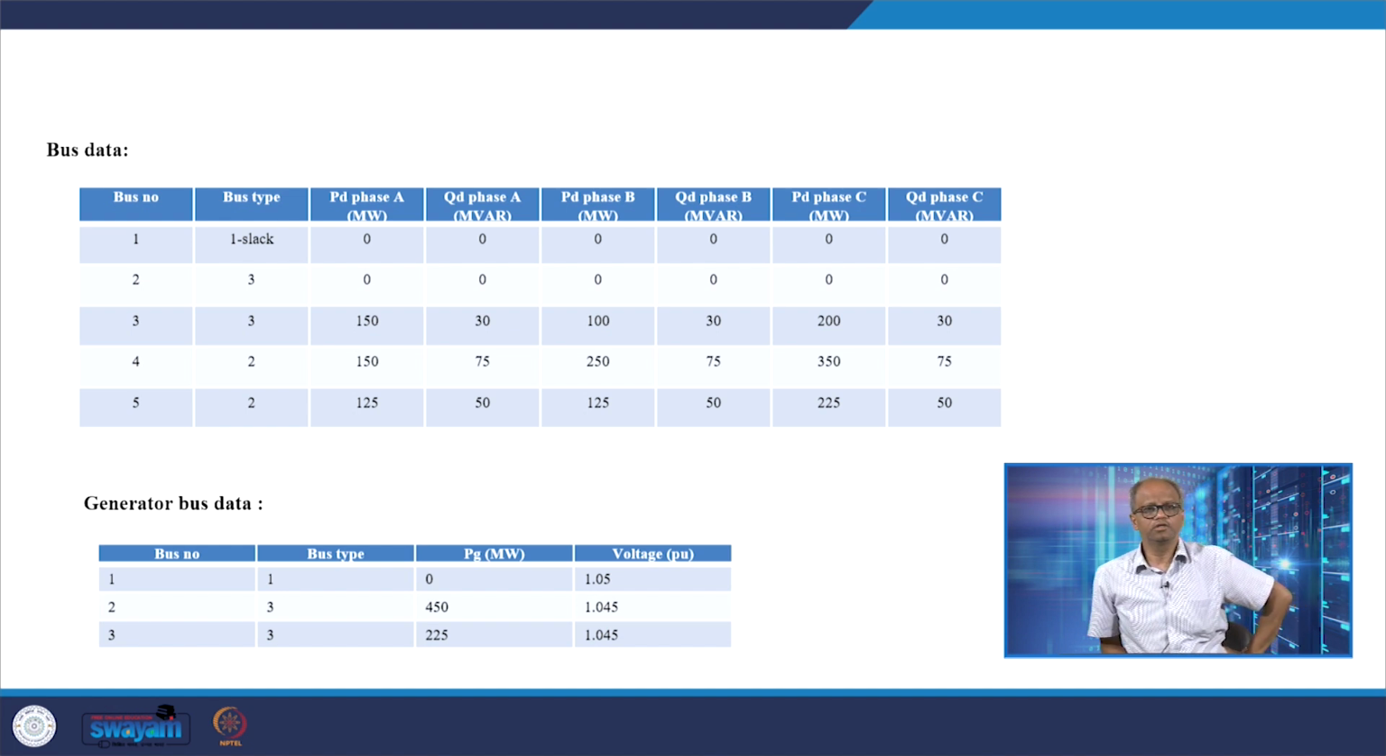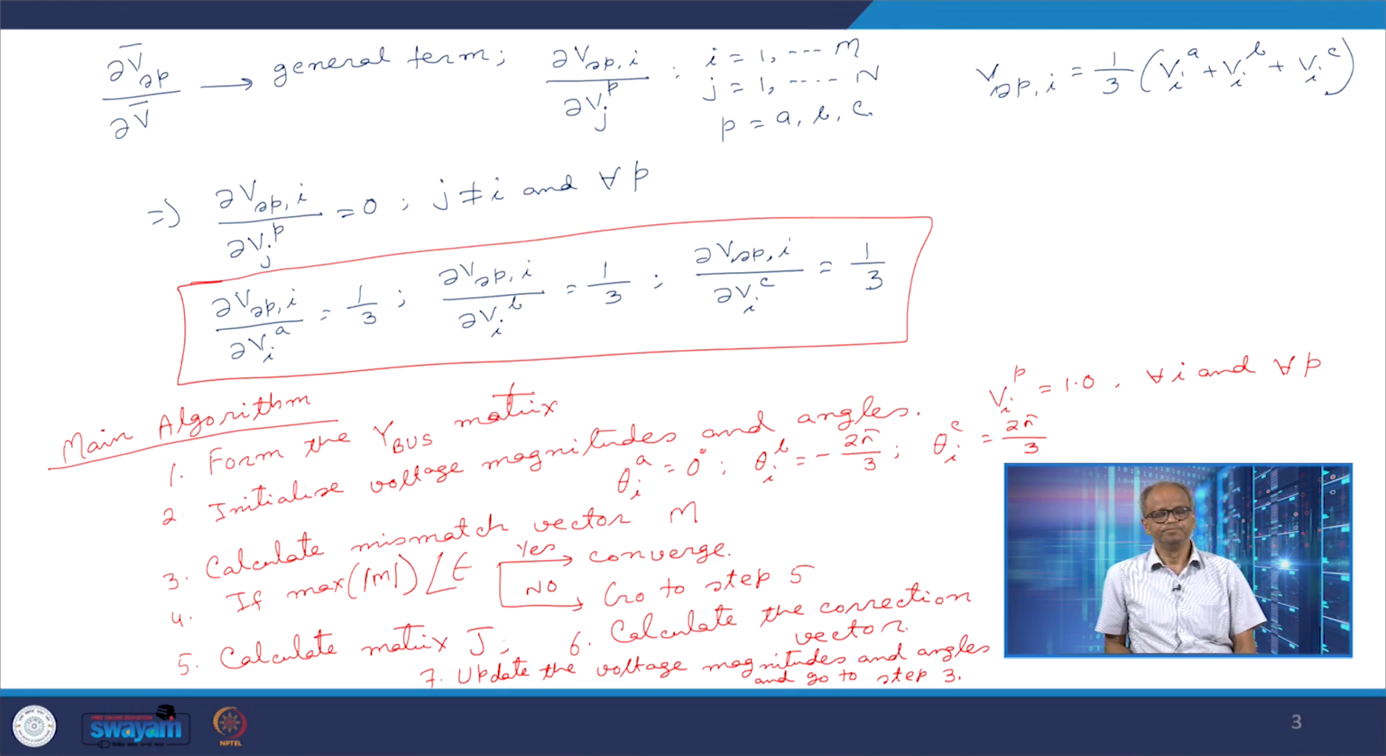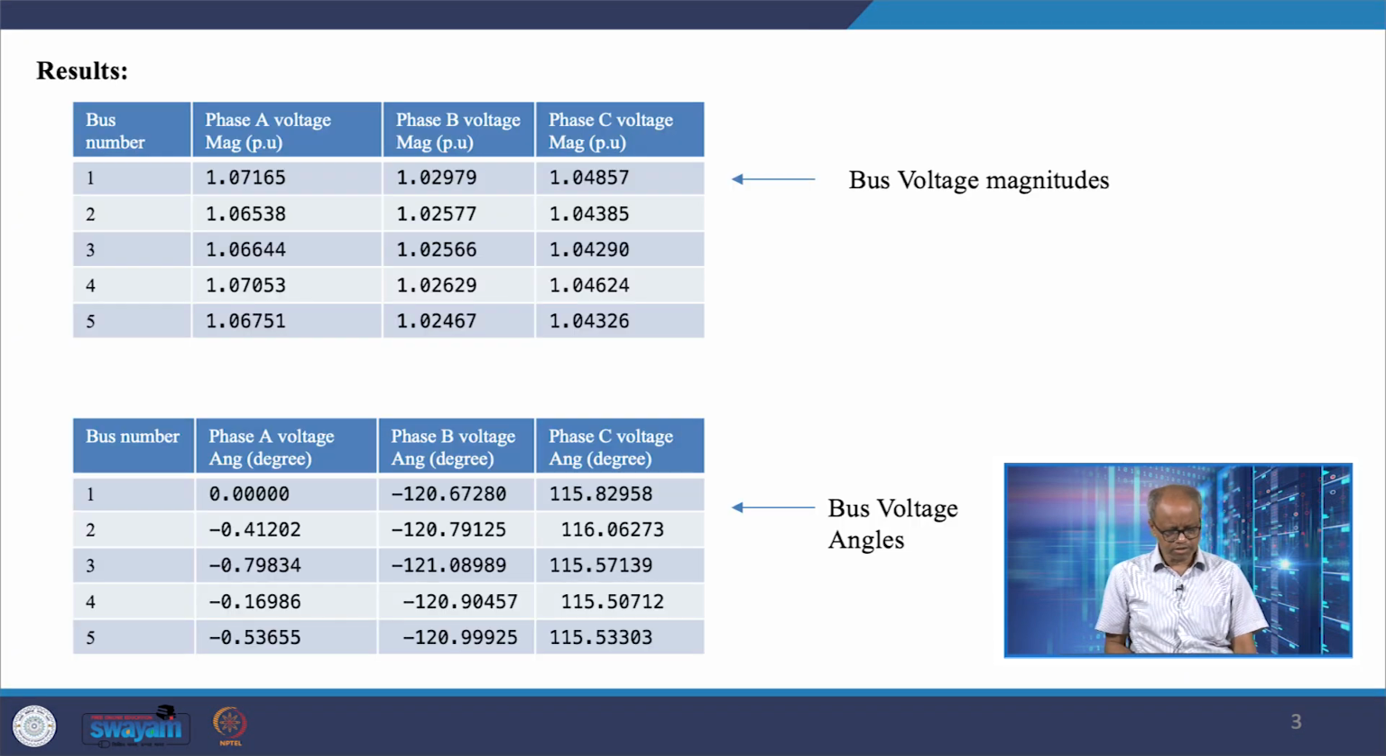its generated reactive power cannot be pre-specified, but generator 2 is generating an active power of 450 megawatt, and generator 3 is generating an active power of 225 megawatt, right. So these are the essentially specifications. With these specifications we have followed this particular algorithm what we have just now said, and here this epsilon has been taken as 10 to the power minus 12, and these are the results.